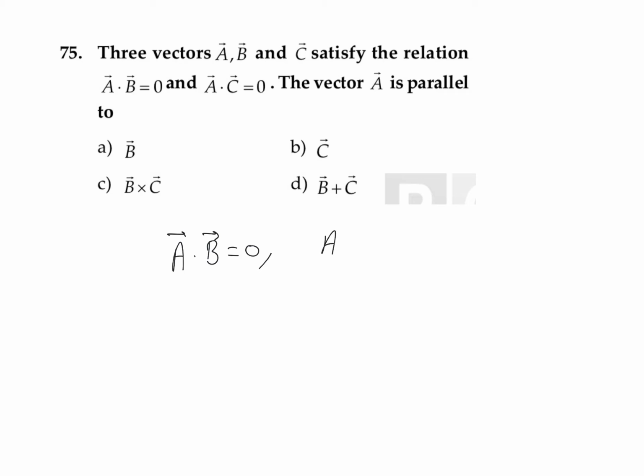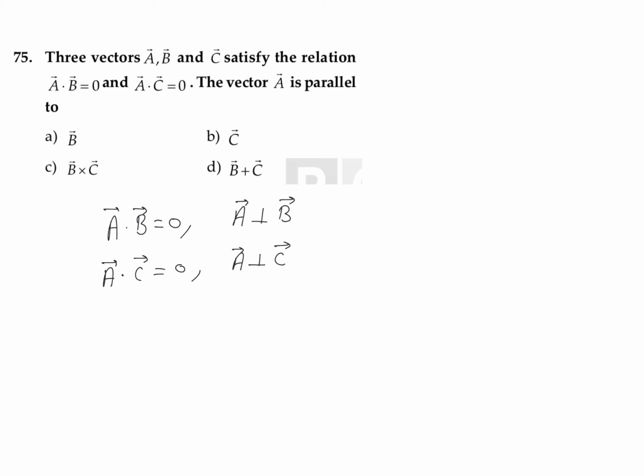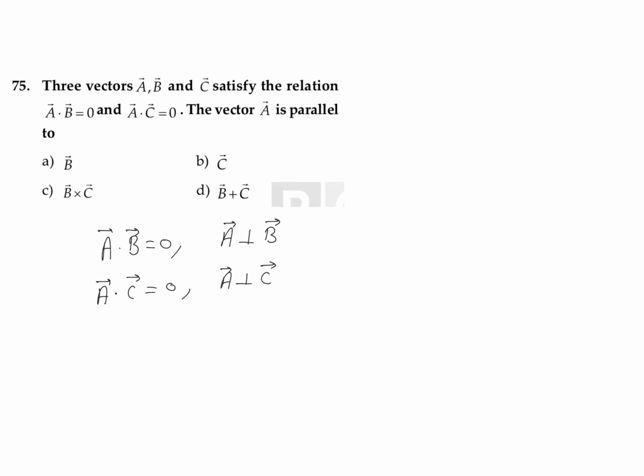That means the A vector is perpendicular to the B vector, because when two vectors are perpendicular, or the angle between them is 90 degrees, then their dot product is equal to 0. In the same way, we can write A dot C is equal to 0. That means A vector is perpendicular to C vector. So we can say that A is perpendicular to B and perpendicular to C.